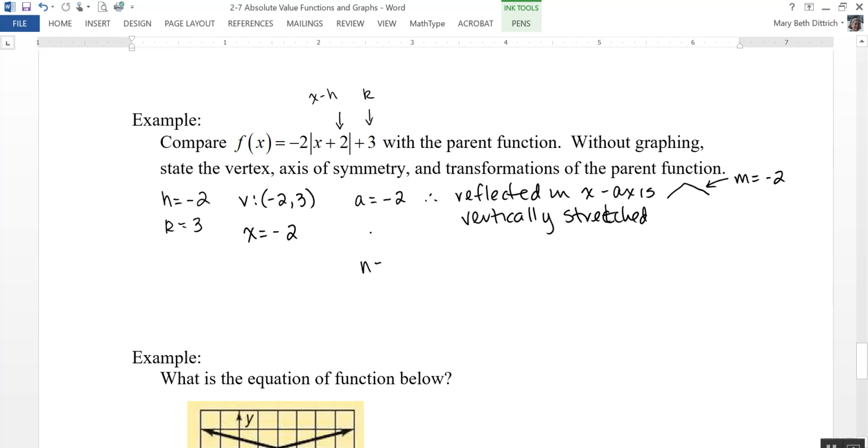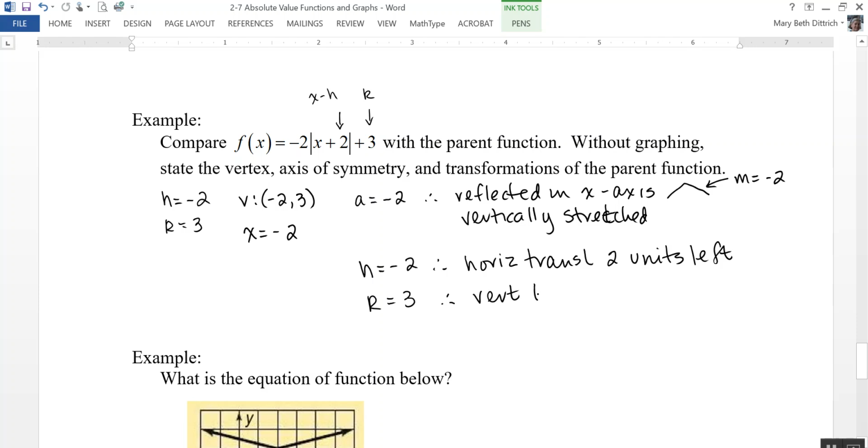My h is equal to negative 2. That means that I'm going to have a horizontal translation 2 units to the left. And my k is 3. And that means I'm going to have a vertical translation 3 units up. So this is really very handy. Without having to pull out your calculator or make a table of values, I can graph this just from the information in the function.